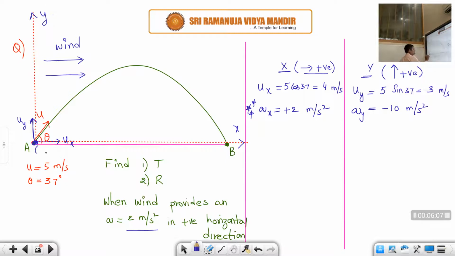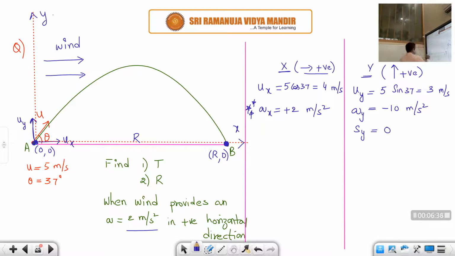And what are the coordinates of point A? 0, 0. Now B is lying on the same x-axis. That means what is the y coordinate? 0. X coordinate is what, students? X coordinate is some range r. Let us say it has traveled a distance r, which we call the range, horizontal displacement r comma 0, because in y direction it is not having any displacement, correct or not? So this is what we will use, understand? So displacement in y direction is 0.